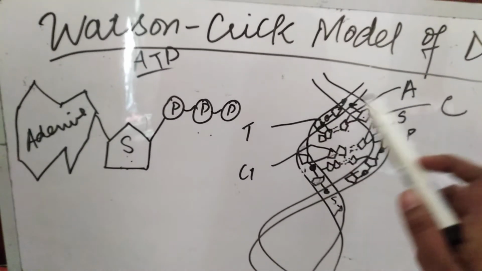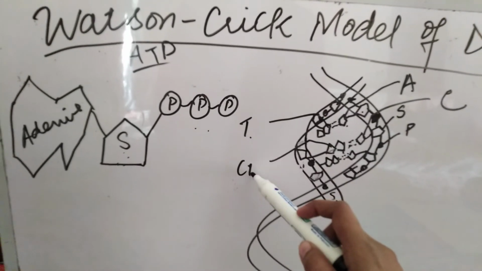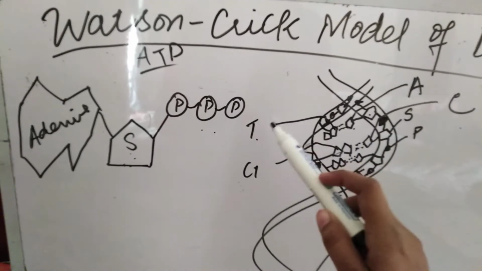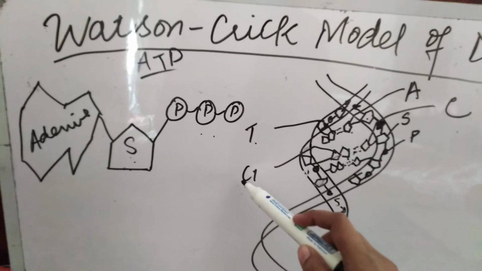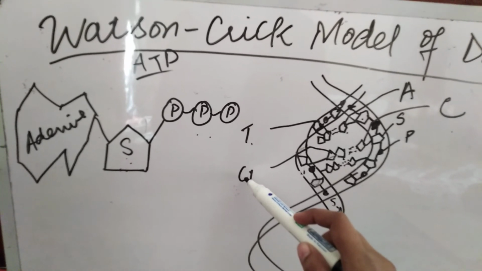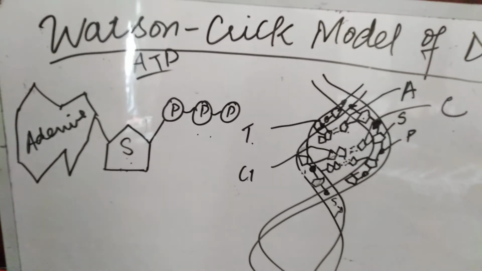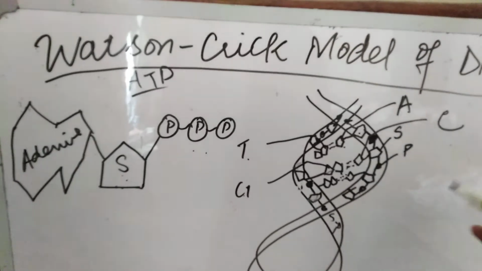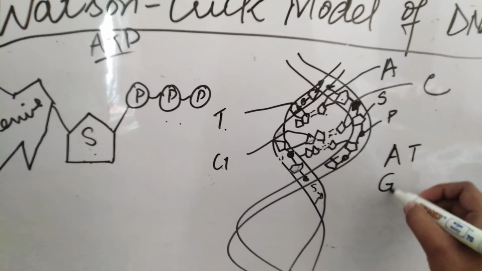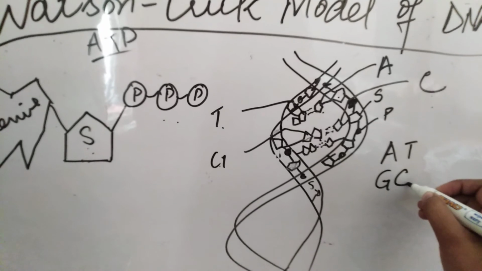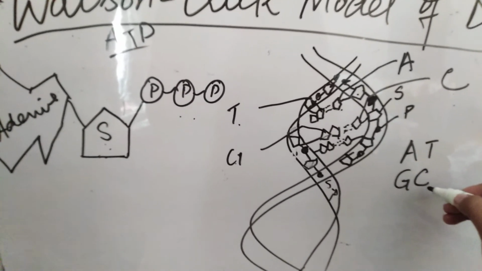And the pairing is very specific. A always pairs with T, and G always pairs with C. There are 2 hydrogen bonds developed between A and T, and there will be 3 hydrogen bonds between guanine and cytosine. For your convenience, you can remember it like this: AT, government college, or GC, girls college, then you will remember the code A, T, G, and C.